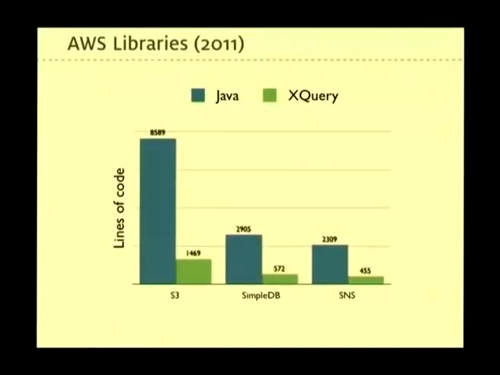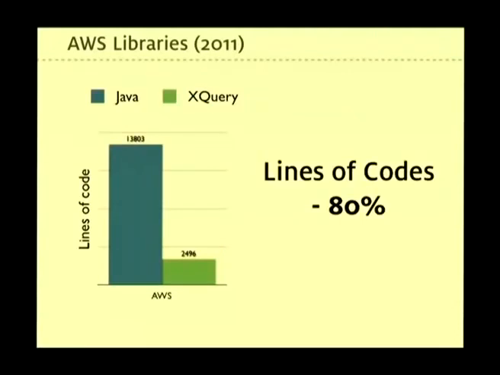And last year, a student from Mannheim wrote an AWS client library in XQuery. And once it was done, he compared the number of lines of code to write the same library in XQuery compared to the Java client library. And for the same level of functionality, it took 80% less code to build the library in XQuery.